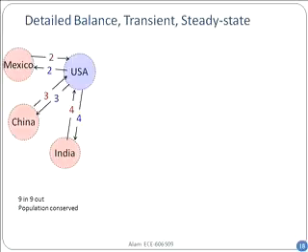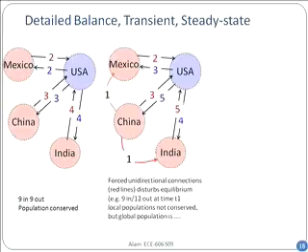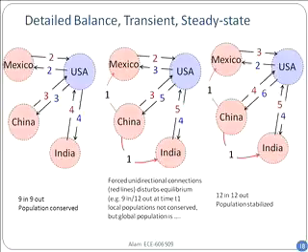So if you look at this side by side, the middle one is transient. The first one is detailed balance, which means steady state, which means equilibrium. The second one is transient, and let's compare it to the third one. The last one is steady state, where 12 in, 12 out, and the population is the same and independent of time.